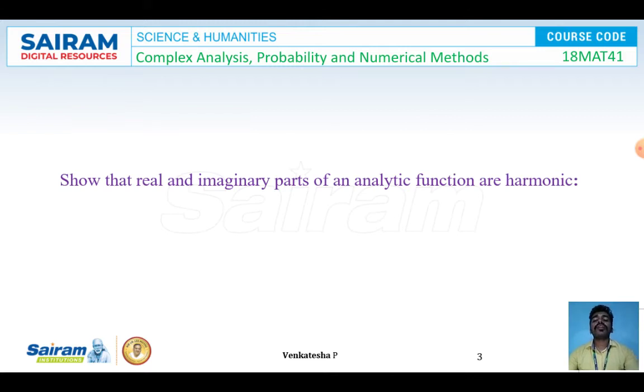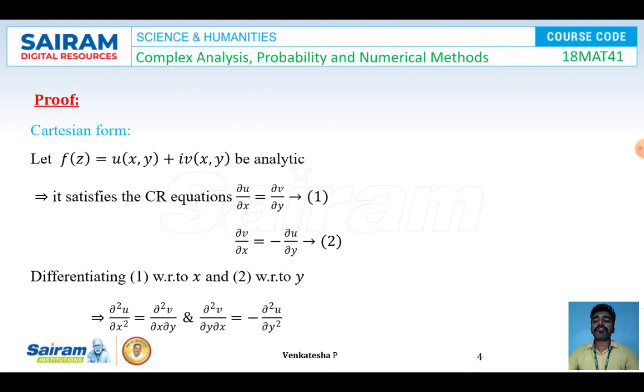Show that the real and imaginary parts of an analytic function are harmonic. To prove this one, I am taking an analytic function f of z in Cartesian form and polar form. So I'll be proving the functions, the terms u and v are harmonic in both Cartesian as well as polar form. In Cartesian form, I'll be taking f of z is equal to u of x comma y plus i into v of x comma y be analytic.